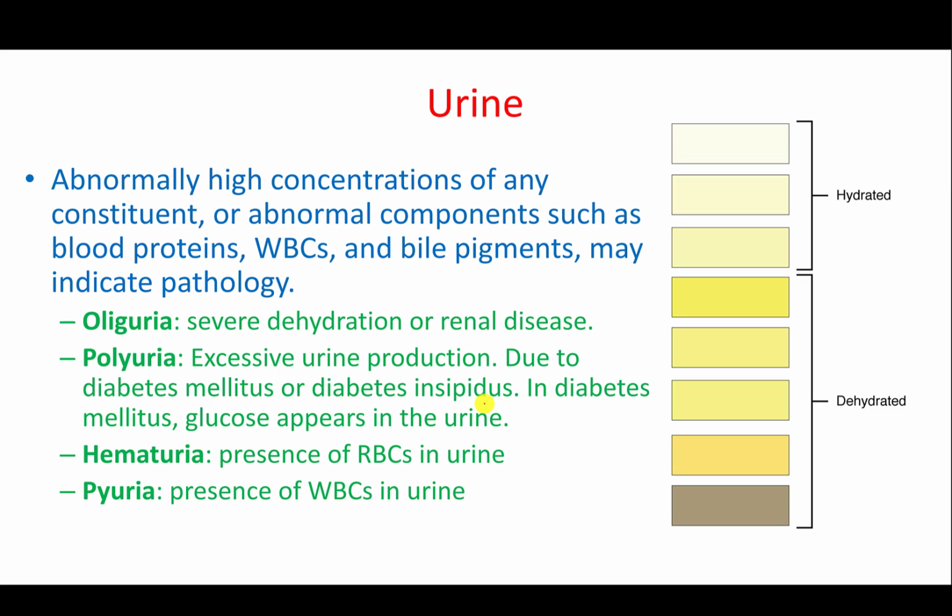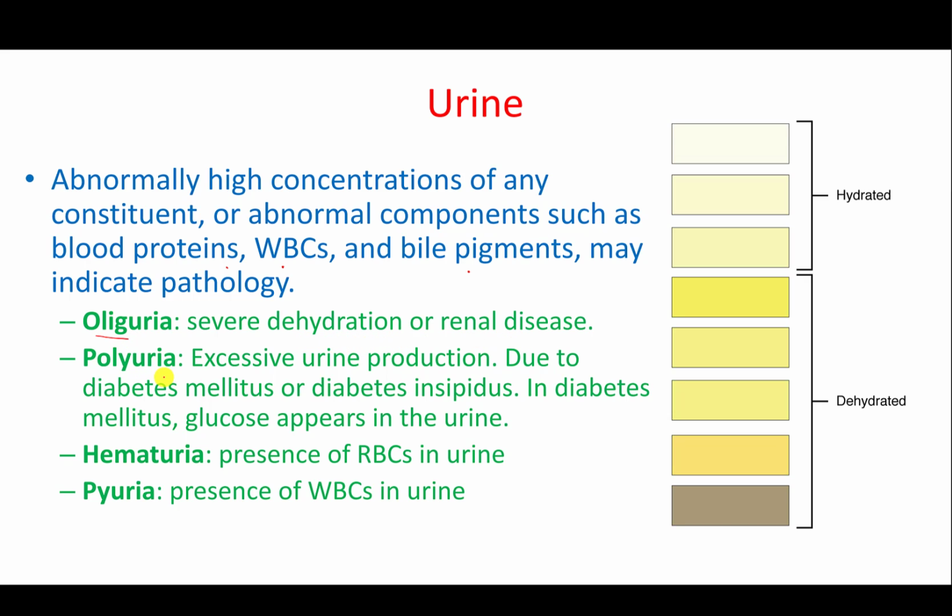Now, there are some conditions related to urine, and especially these when we have abnormally high concentration of any of the components of the urine, or if there are other components that should not be there, like blood proteins or white blood cells or bile pigments. All of these might indicate a disease or a problem in the kidneys. For example, we have a condition called oliguria. This is in case of severe dehydration or renal disease.